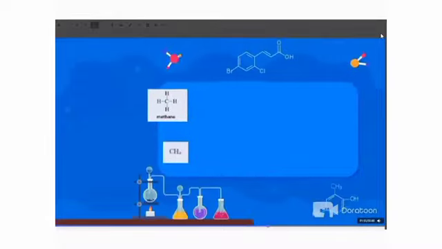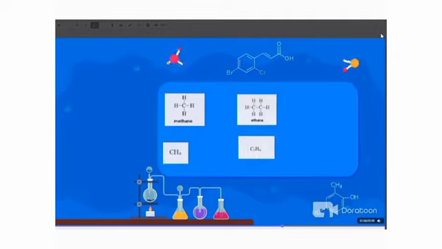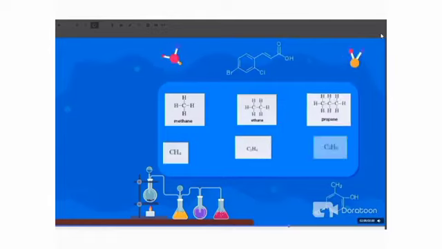Now, we will see the examples of alkanes. We have methane. Methane has one carbon atom only. The molecular formula is CH4. And second, we have ethane. Ethane has two carbon atoms and the molecular formula C2H6. And the third one, we have propane. Propane has three carbon atoms and the molecular formula C3H8.